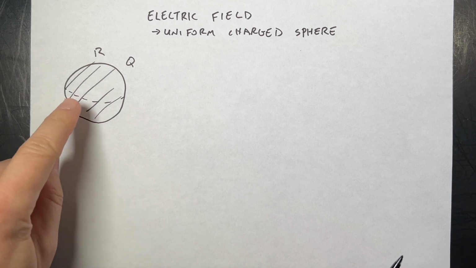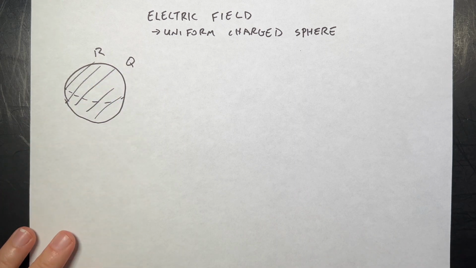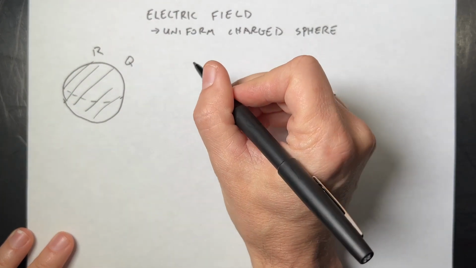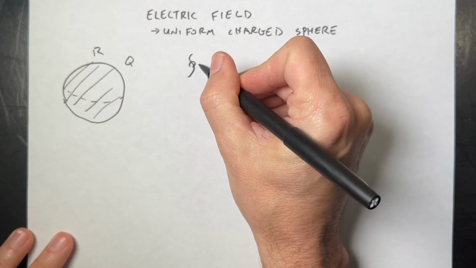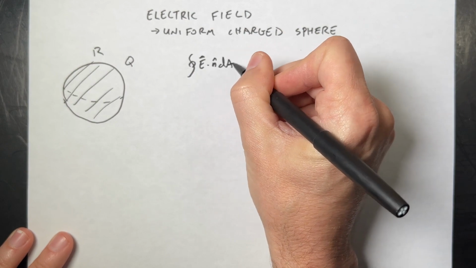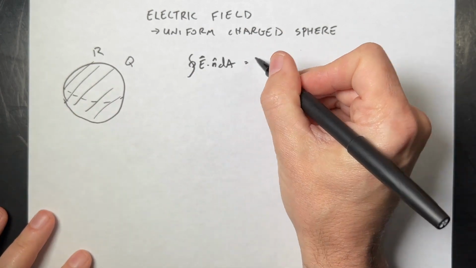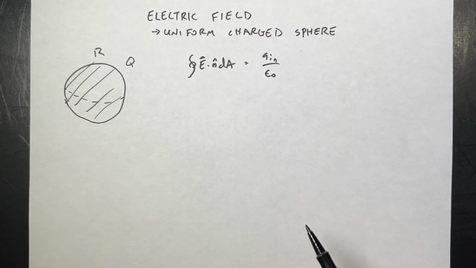Okay, so here's my sphere. It's a radius r, charge q, and I want to use Gauss's law. Gauss's law says the flux, the electric flux, E dot n hat dA over some closed surface, is equal to Qn, the total charge inside of that surface, divided by epsilon naught. How can we use that?